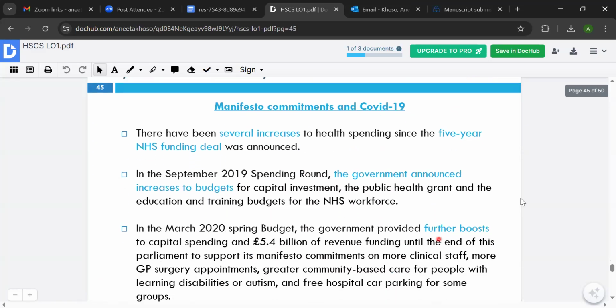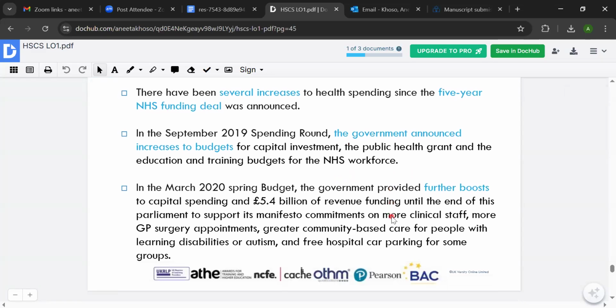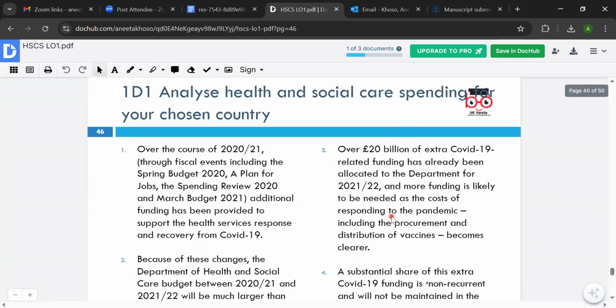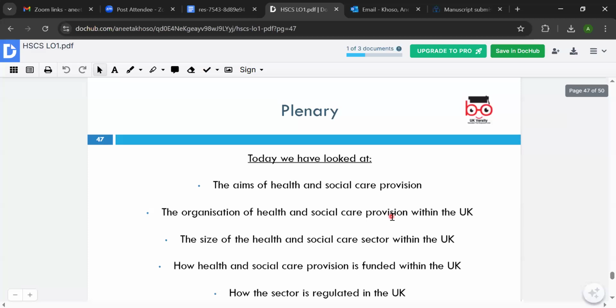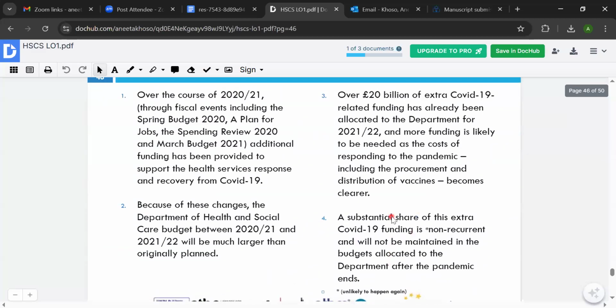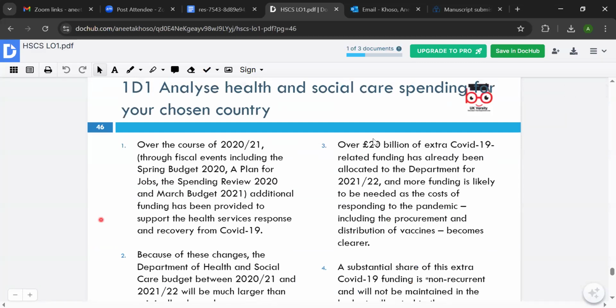Then there were manifesto commitments and COVID-19. There have been several increases to health spending since the 5-year NHS funding deal was announced. In the September 2019 spending round, the government announced increases in budgets for capital investment, the public health grant, and the education and training budgets. So obviously they needed more staff, they needed more funding, they were getting patients unprecedented. So you can have a look at all of this. I'm not going into details. These are a bit more in-depth on spending within the UK during COVID-19. We've talked mostly about it.